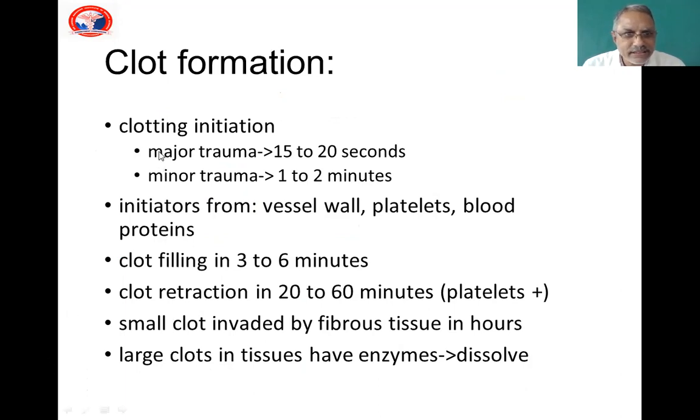Clot initiation occurs in major trauma in 15 to 20 seconds. It is rapid because both blood trauma and tissue trauma are involved. Both the intrinsic pathway and the extrinsic pathway are initiated. In minor trauma, it takes 1 to 2 minutes for clotting to get initiated. Initiators of clotting are from the vessel wall, the platelets, and blood proteins.